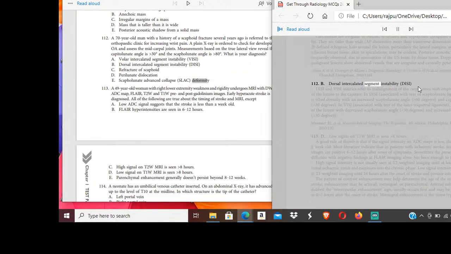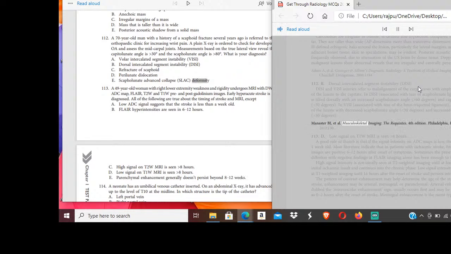112. B. Dorsal intercalated segment instability, DISI, and VISI injuries refer to malalignment of the carpal rows with emphasis on the relation of the lunate to the capitate. In DISI, associated with tear of the scapholunate ligament, the lunate is tilted dorsally with an increased scapholunate angle greater than 60 degrees, and capitolunate angle greater than 30 degrees. In VISI, associated with tear of the lunotriquetral ligament, there is a volar tilt of the lunate with decreased scapholunate angle less than 30 degrees, and increased capitolunate angle greater than 30 degrees.